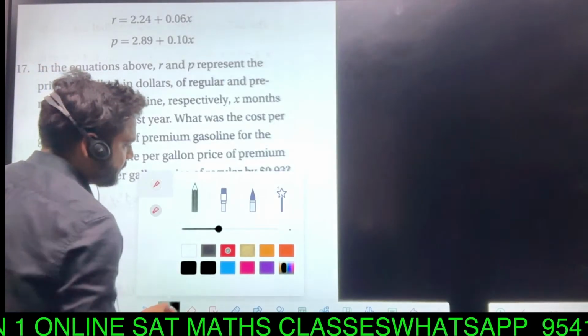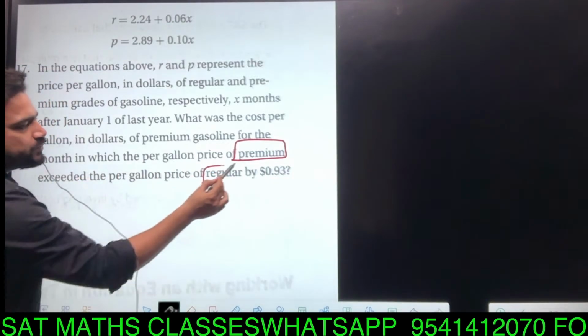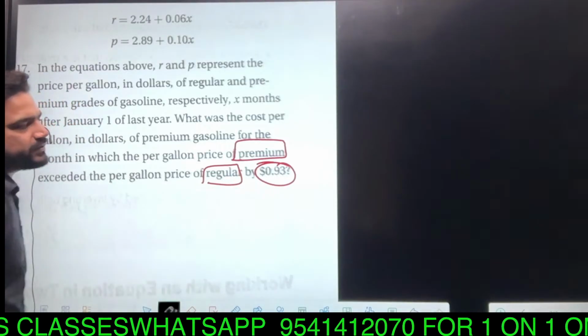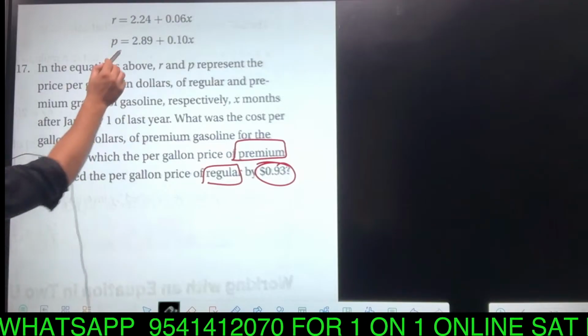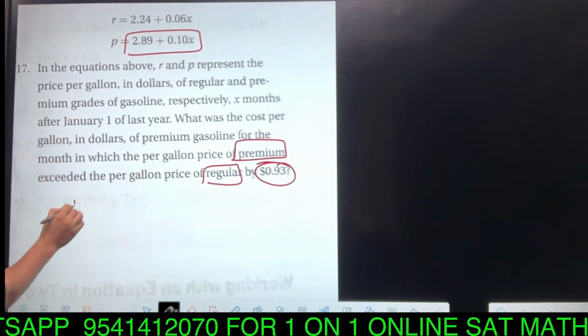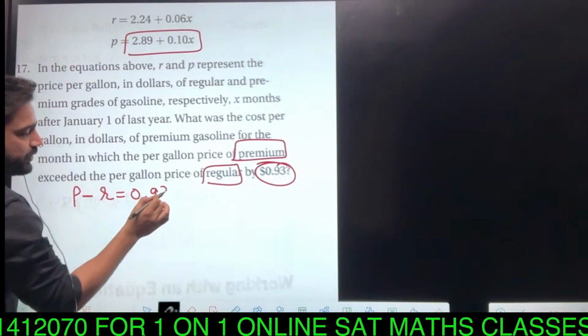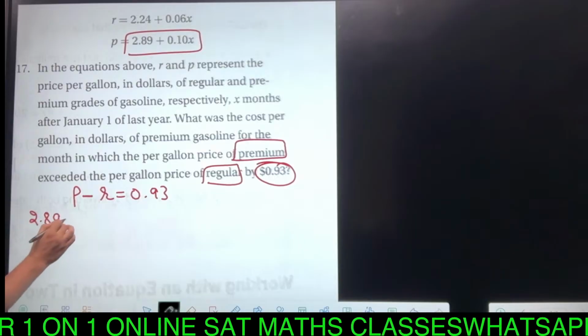You can see the price of premium is more than the regular, and how much more? The value of the premium gallon is $0.93 more. So what is the premium value? This is the premium value. So what we will do, premium price minus regular price, this difference is 0.93. What is premium price? Premium price is 2.89.